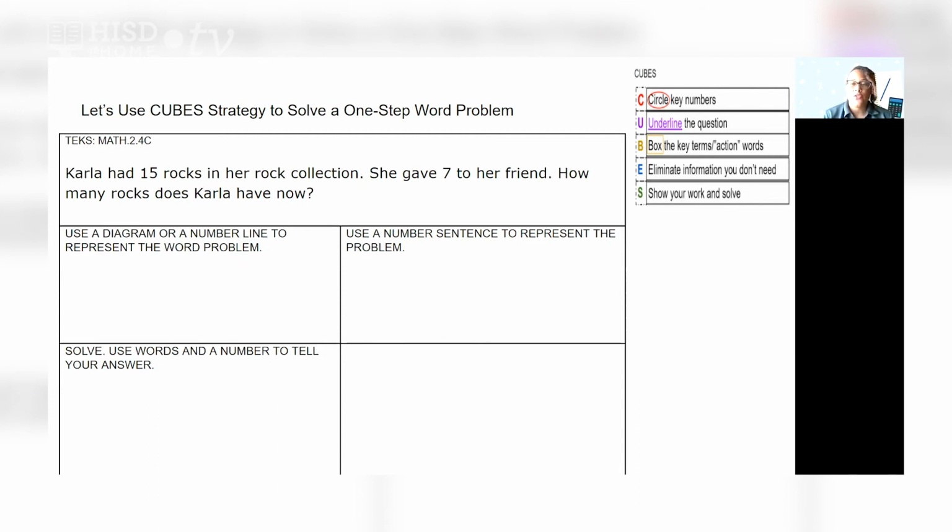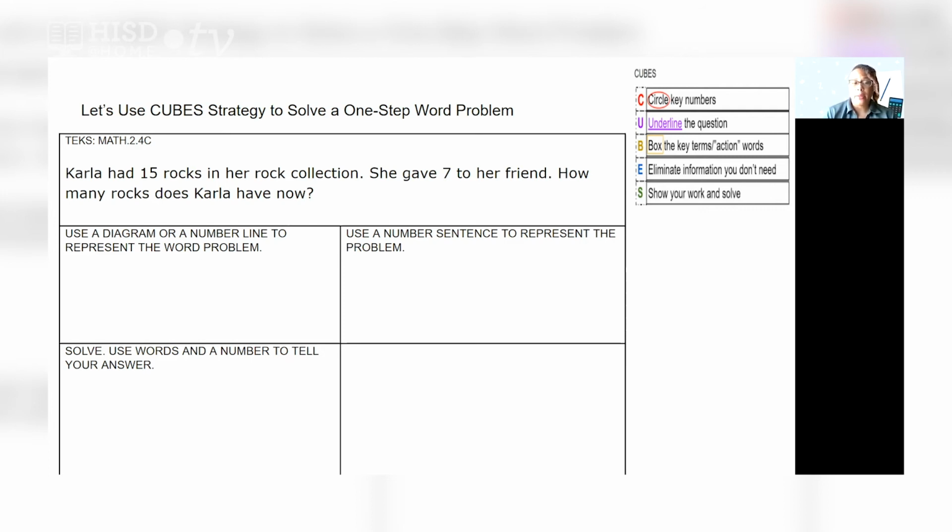Remember, the C is for circle the key numbers. U, underline the question. B, box the action words or keywords. E, eliminate extra or unneeded information. And the S is to show your work and solve. And by show your work, I mean show how you got the answer. Don't just give me an answer. Give me some type of illustration, a number sentence, a diagram.